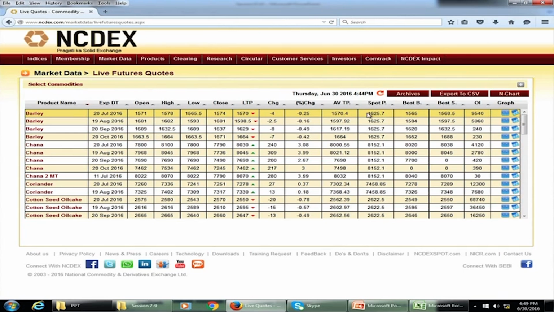And please see this one, this is 1625.7. This is the polled spot price which has been collected by the National Commodity and Derivative Exchange and has been made available to the traders. Similarly, you have chana, this is 8152.1, and different values for all derivative contracts. NCDEX is making the spot price available.